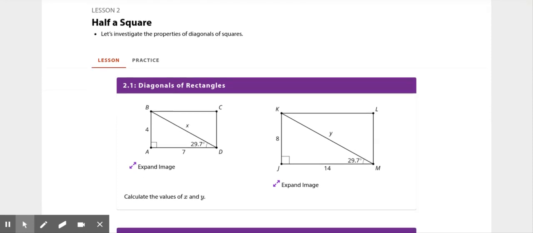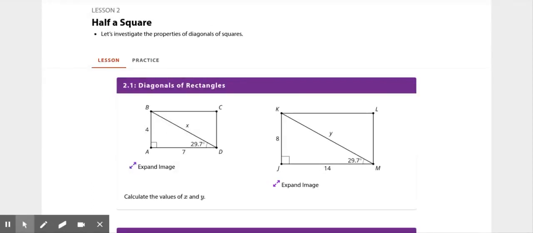All right, hopefully you've gone ahead and done that. So notice that the two triangles that we're looking at are indeed similar triangles to each other because they both have a right angle and they both have an angle that's 29.7. So by angle, they are similar. And you also maybe notice that the scale factor would be 2.